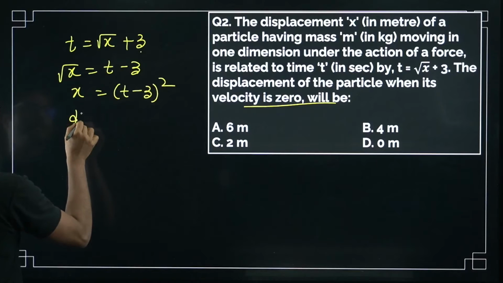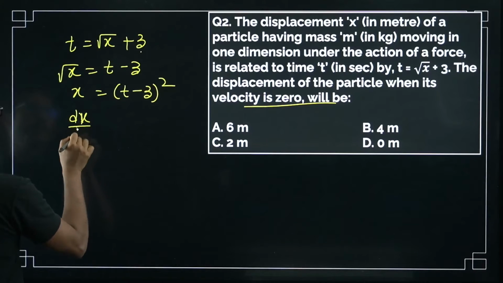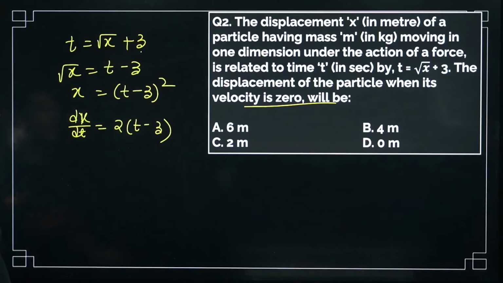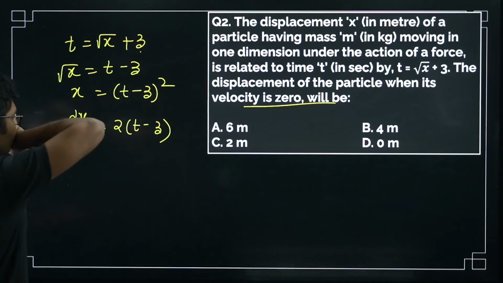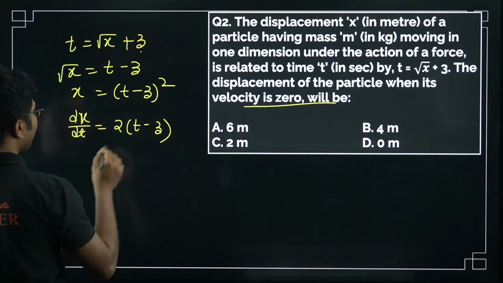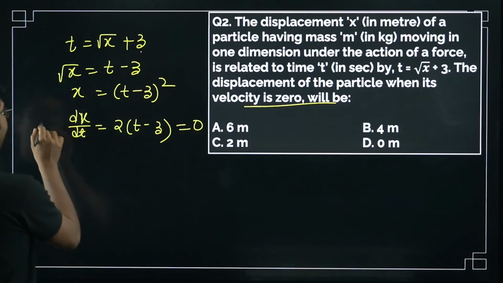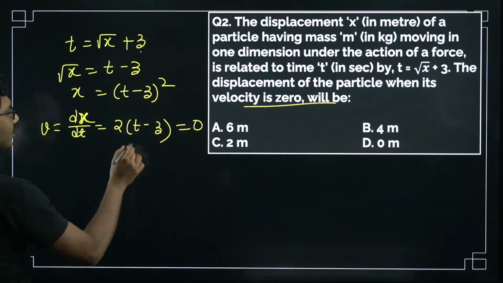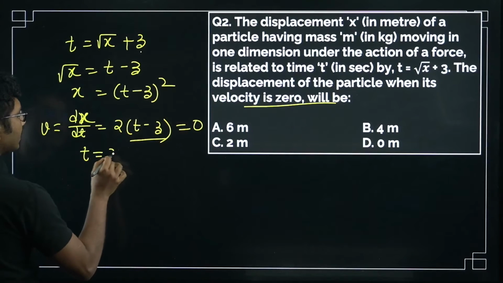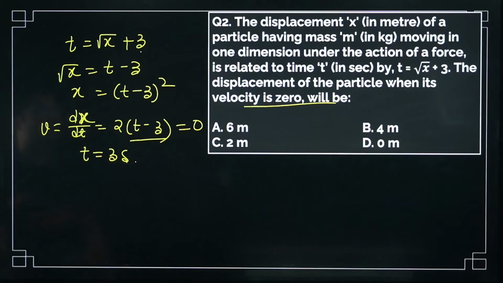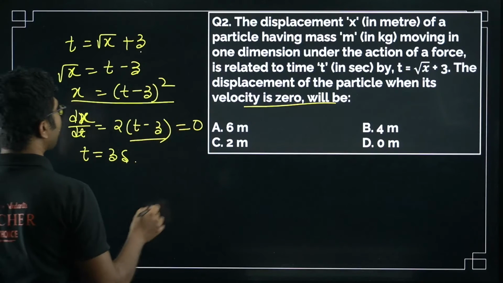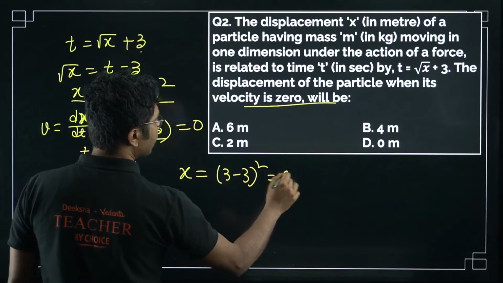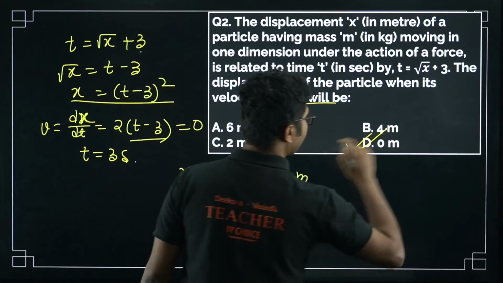So what is velocity? Velocity is dx by dt, which is nothing but 2 into t minus 3. You can check it, it will be the same value. Now when the velocity is 0, that means this is velocity. Velocity is dx by dt, first order differentiation. So velocity is 0 means t minus 3 is 0. So t equals 3 seconds. Now what is the displacement? You have to put it back over here. So displacement will be 3 minus 3 whole square, that is equal to 0 meter. So the answer is 0 meter.